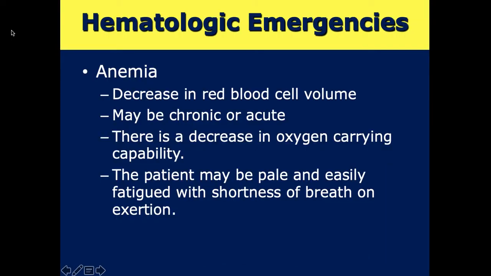Now, hematological emergencies. So anemia. Anemia is essentially a decrease in red blood cell volume in the bloodstream. And this can be caused by a number of things. Females will become anemic when they go through their period every month.